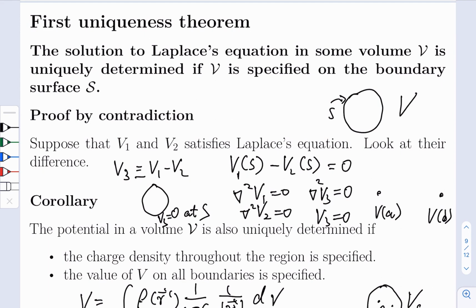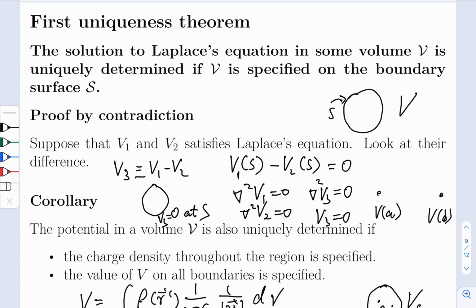So this can be thought of as a generalization of the Laplace equation in 1D. Remember that in 1D we only need to specify V, the scalar potential, at both ends of the boundary. Once that's specified, what's in between is the straight line connecting the two ends. Now, the two boundary points become the surface in the three-dimensional case, and the straight line becomes the volume.